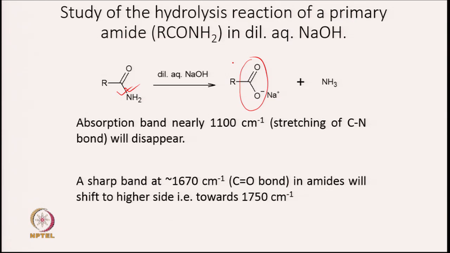So, what you will see with the progress of the reaction is that the absorption band due to the CN bond will disappear, whereas your sharp band at 1670 centimeter inverse, which is because of the CO bond in amide, will shift to the higher side, because now you are going from the CO bond in amide to the CO bond in ester, and the CO bond in ester basically absorbs at a higher wave number.